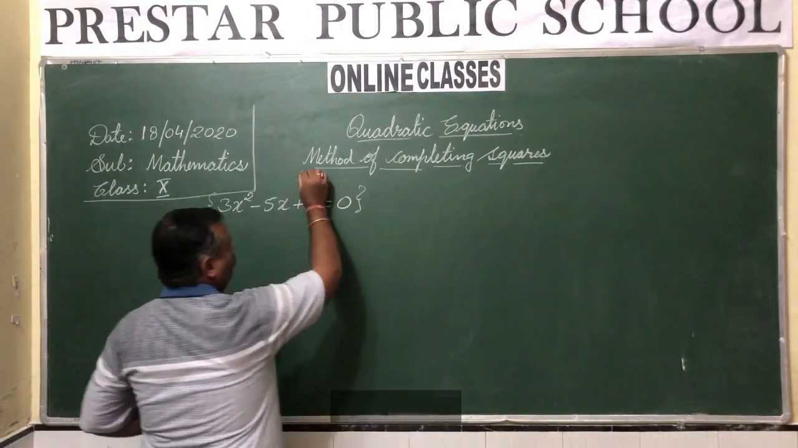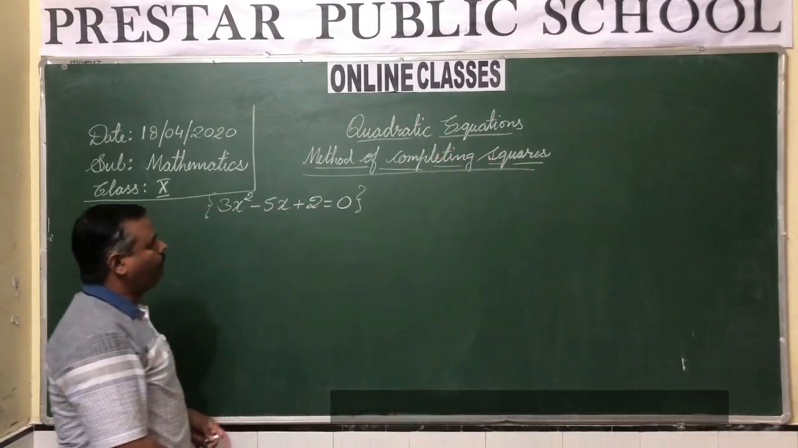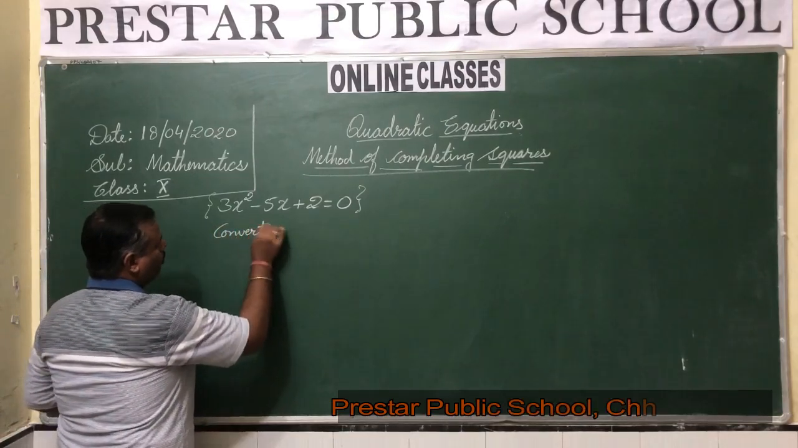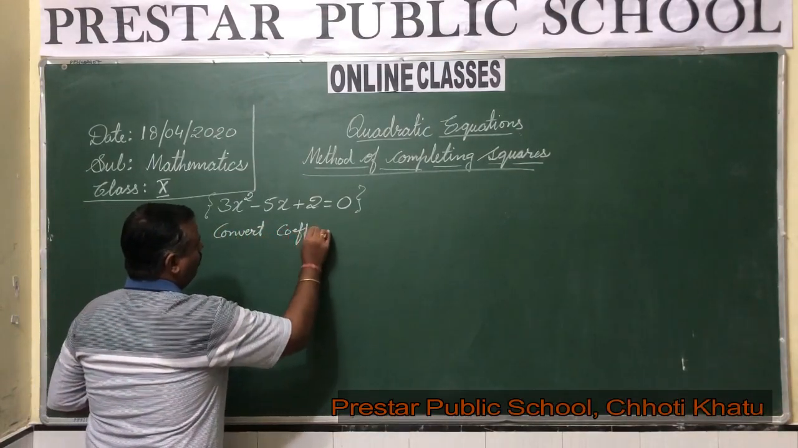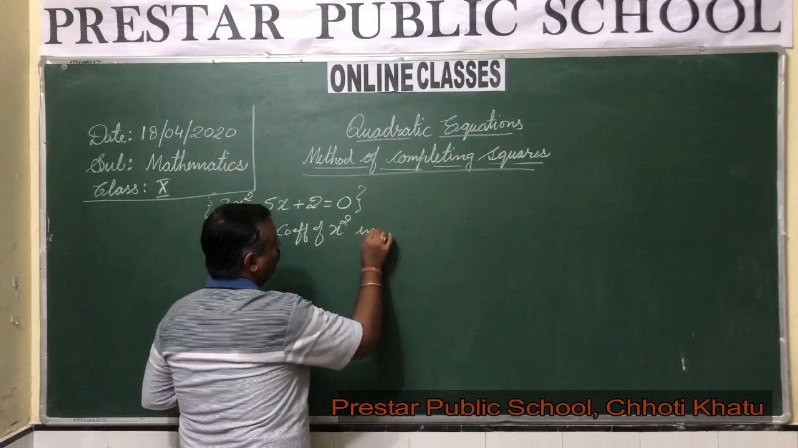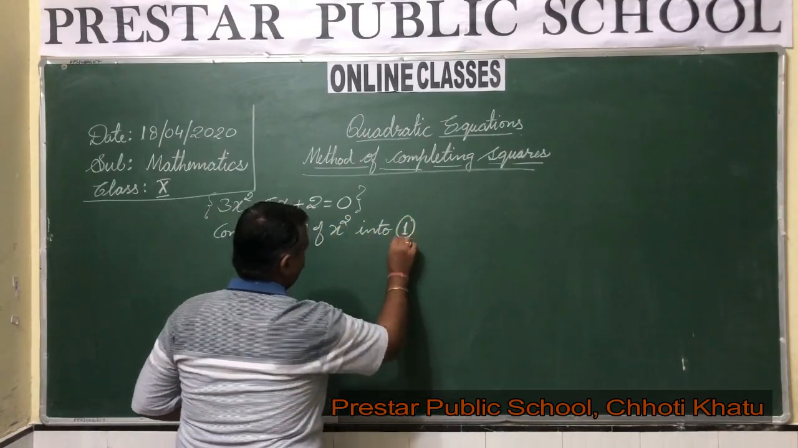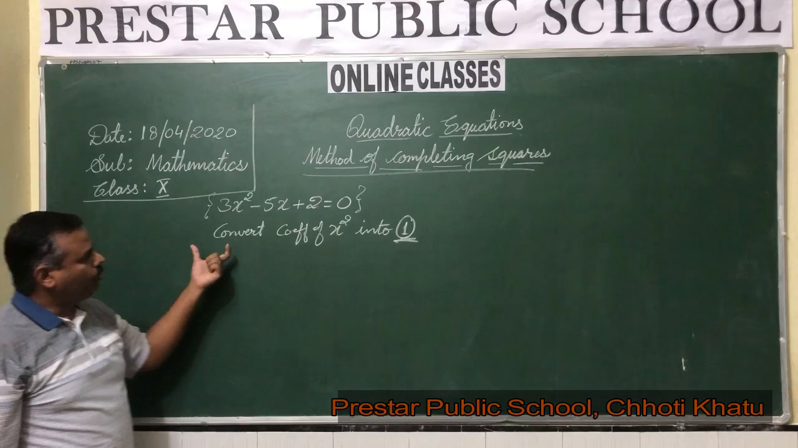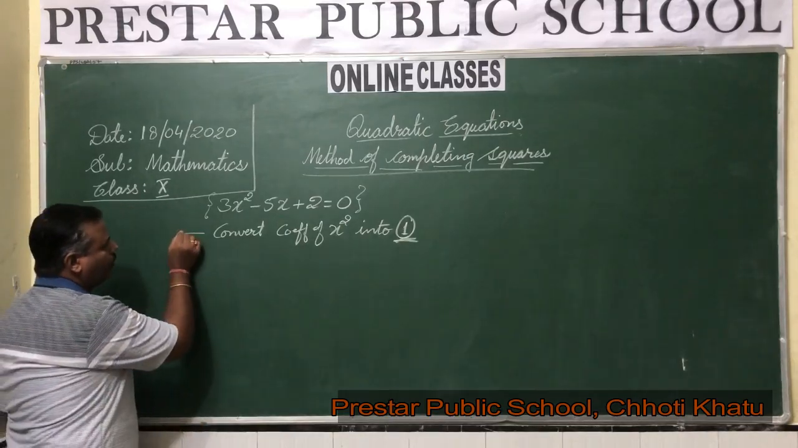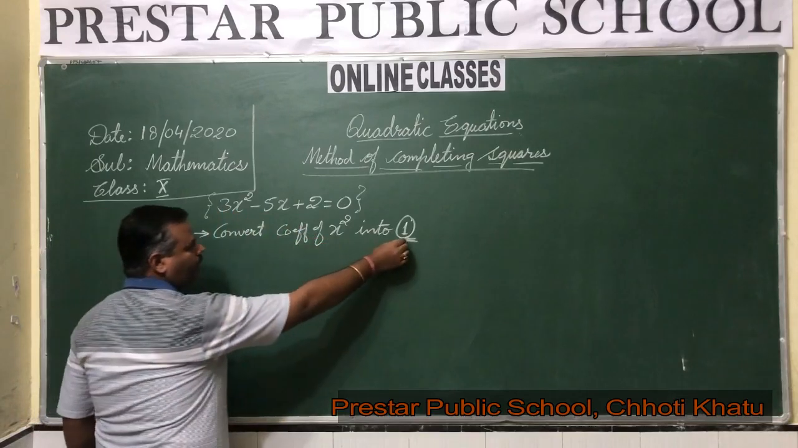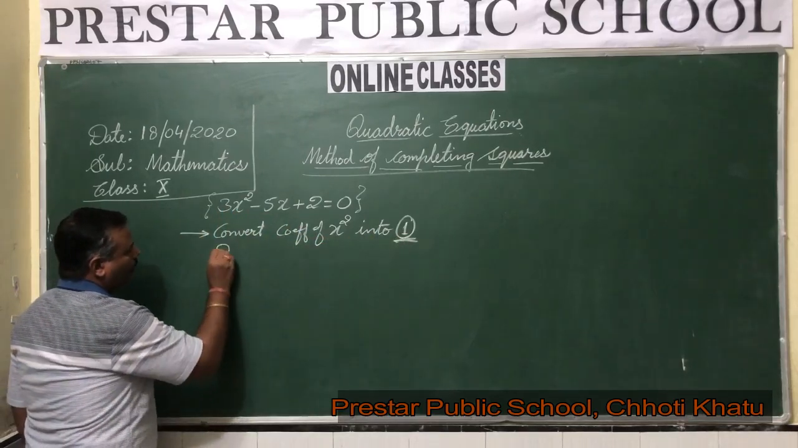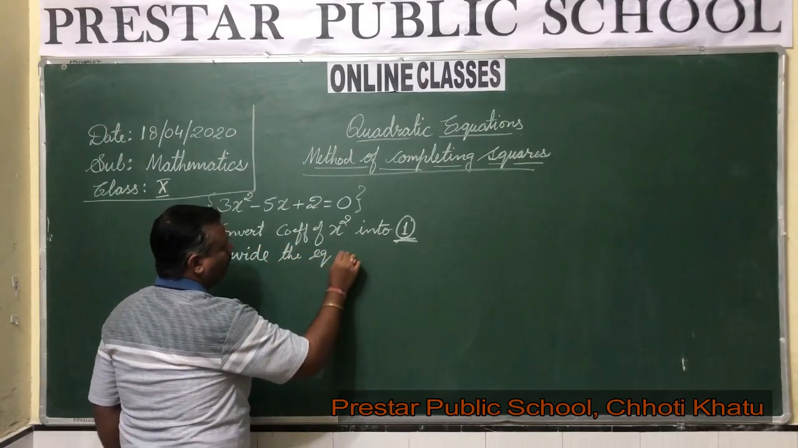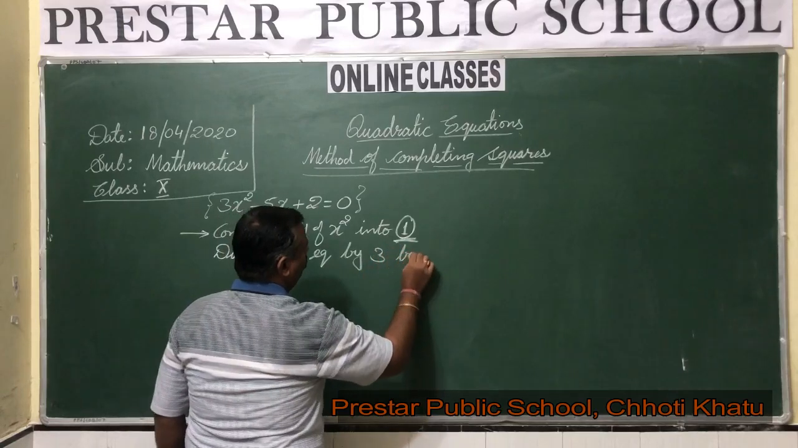Now, in order to do it with the method of completing squares, the first step says convert the coefficient of x squared into 1. Here, the coefficient of x squared is 3. In step 1 we have to convert it into 1. Instead of 3 it is to be 1. So we will divide the whole equation by 3 on both sides.